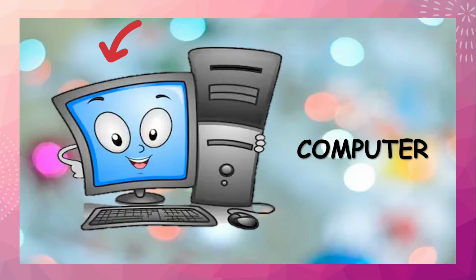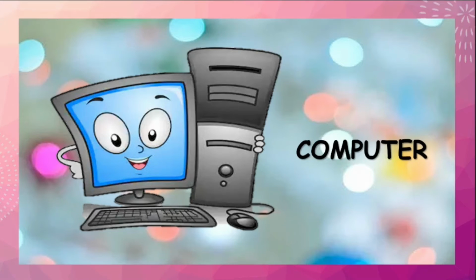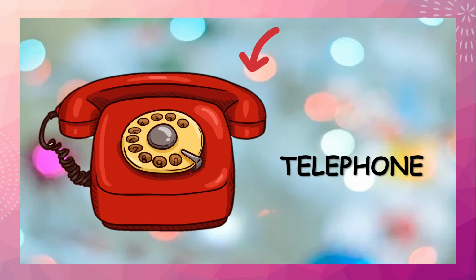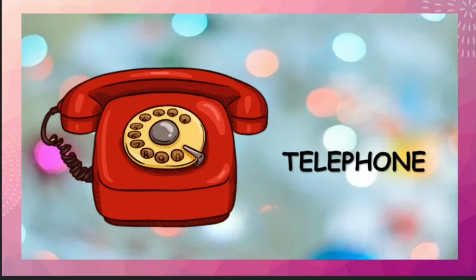Second means of communication is computer. Computer has many parts and computer is very useful. It is used to write letters, send emails, to draw, to play video games and to color. So, computer is also a means of communication. Next means of communication is telephone. We use telephone to talk to a person who is far away from us.